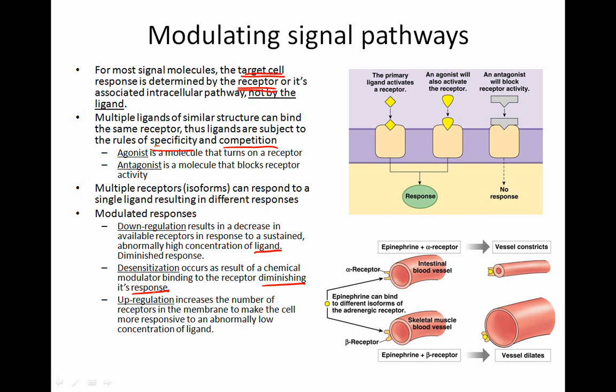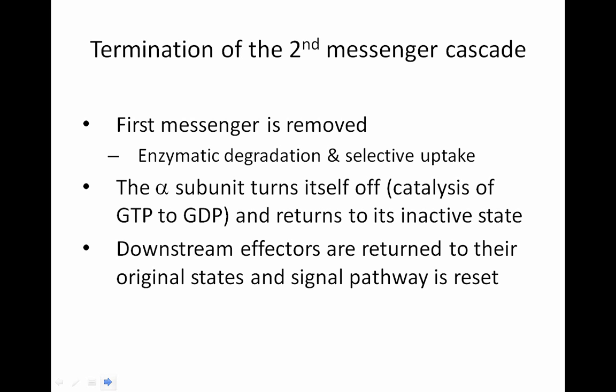Oh, I forgot. There's one more slide, and this is actually pretty simple. Now, it's how to turn it all off. All right? We saw that we have multiple steps in the response. In order to stop a second messenger system or a second messenger cascade, you have to stop every step that you started. So the first step is to remove the first messenger.